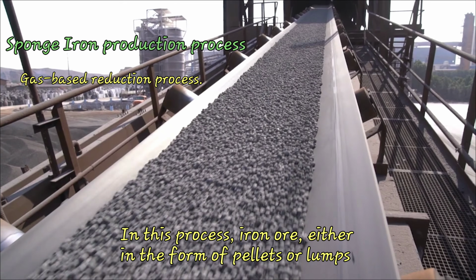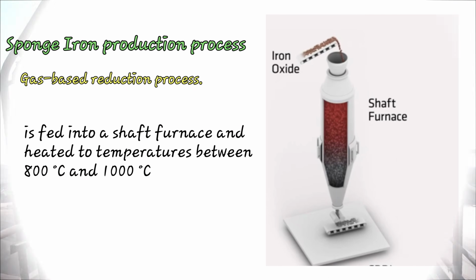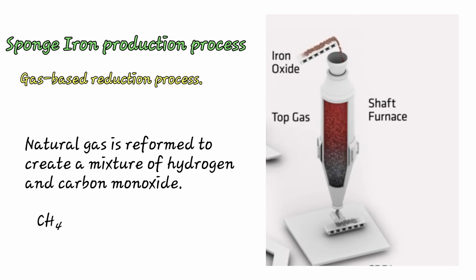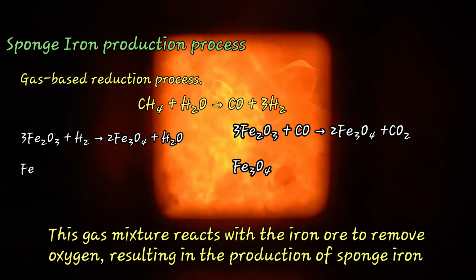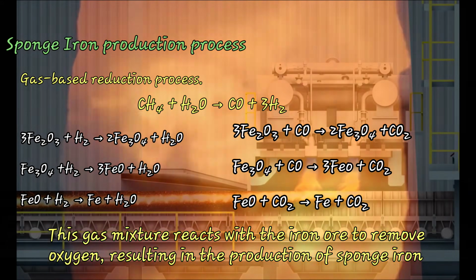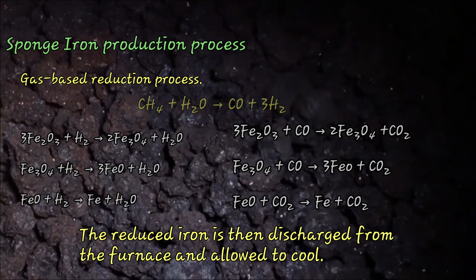In this process, iron ore, either in the form of pellets or lumps, is fed into a shaft furnace and heated to temperatures between 800 degrees Celsius and 1000 degrees Celsius. Natural gas is reformed to create a mixture of hydrogen and carbon monoxide. This gas mixture reacts with the iron ore to remove oxygen, resulting in the production of sponge iron. The reduced iron is then discharged from the furnace and allowed to cool.